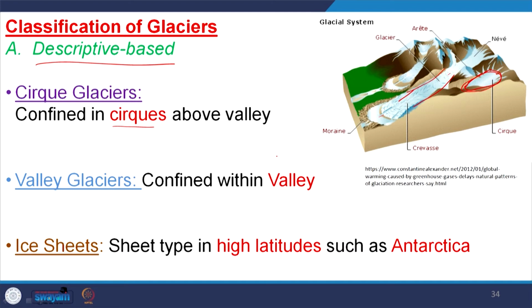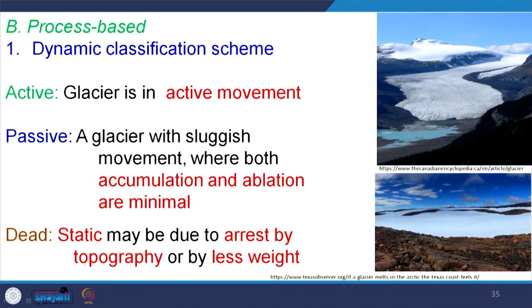Then ice sheets, that we know in high latitudes like Antarctica and Greenland, have an average thickness of 2 to 2.5 kilometers. So, this classification is descriptive based. Then the second classification is based on process, or it is called process-based classification.